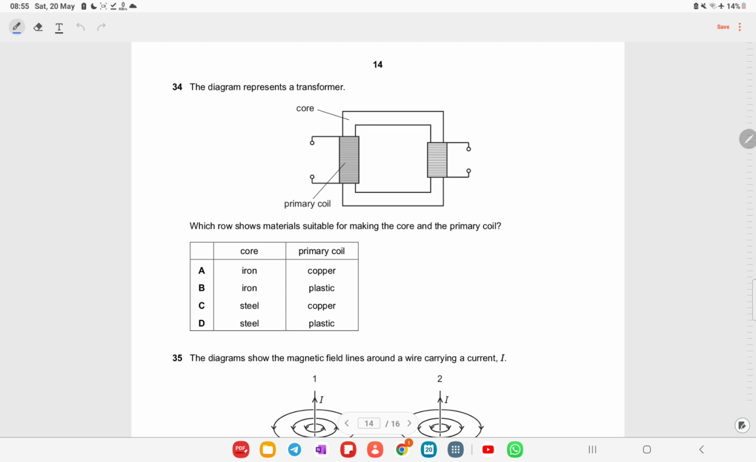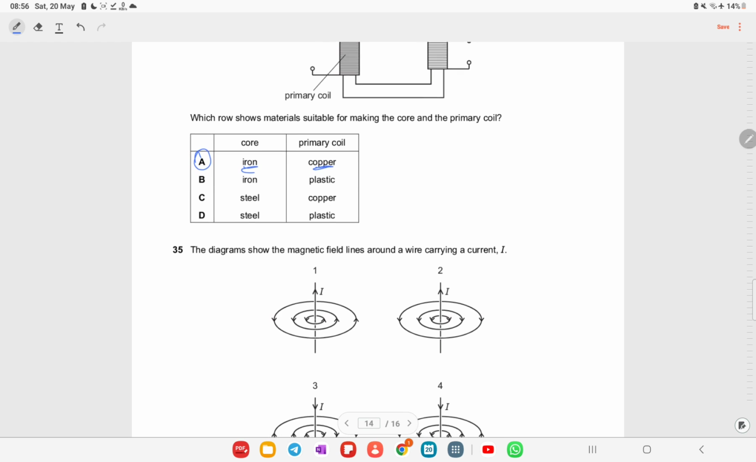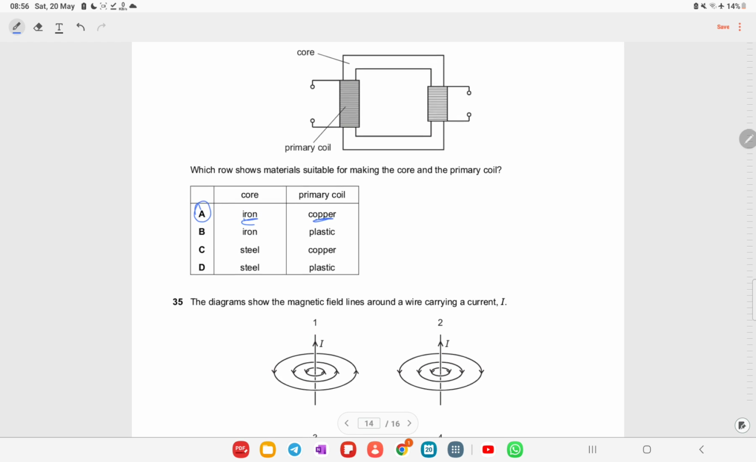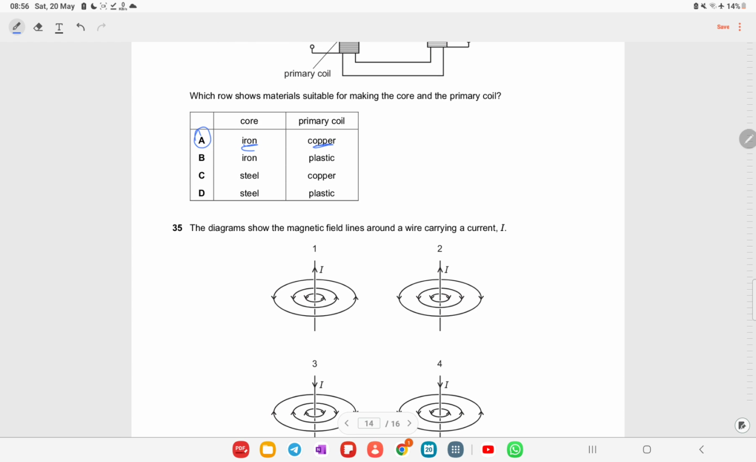A diagram represents a transformer. Which row shows the material suitable for making the core and the primary coil? So for the core it's going to be iron, and for the coil it's going to be copper. This question is repeated again. I have done another paper and explained this question in that paper as well. You can find the paper in the playlist.